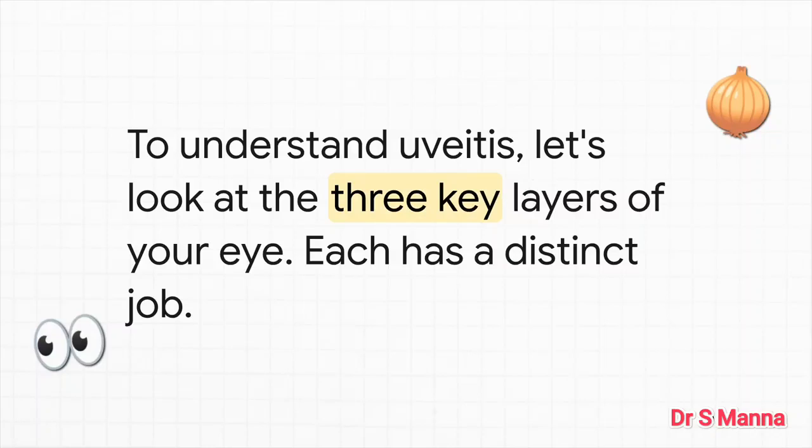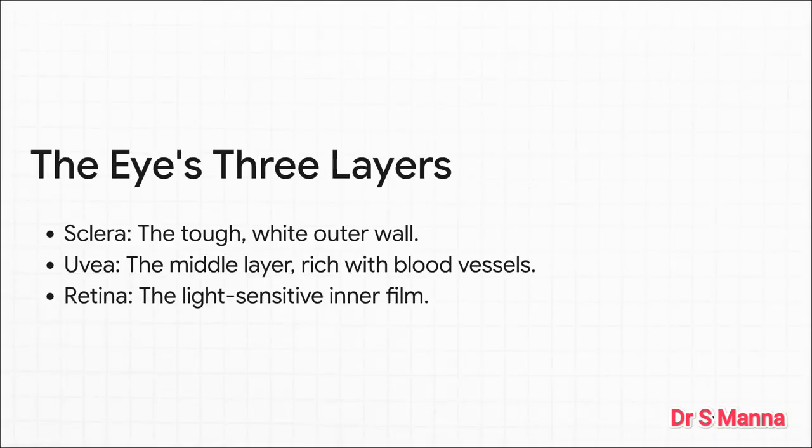I want you to think of your eye like a ball that's made of 3 very distinct layers. Each one has its own specific job. We're just going to focus on these 3 to keep everything crystal clear. All right, so first, on the very outside, you've got the sclera. That's the tough, white outer wall that protects everything inside. Then, way on the inside, you have the retina. Think of it like the film in a camera. It's what captures light and sends those images to your brain.